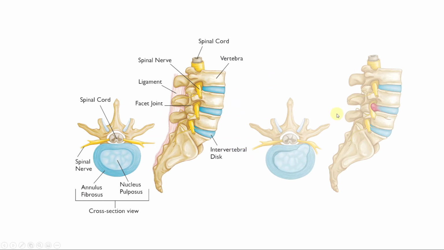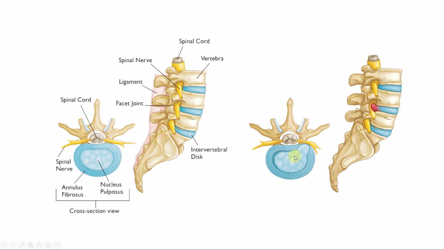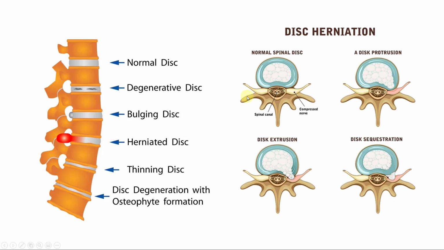What happens over time is through poor posture and positioning, this starts to burst through, and it can weaken, damage, and eventually might herniate and put pressure on that nerve. Now you have different levels of degeneration. So you have your normal disc space. Over time you get some arthritic changes. That weakens a little bit.